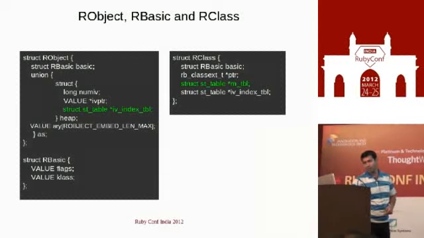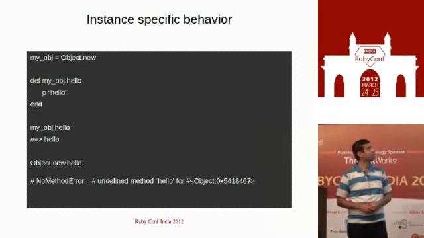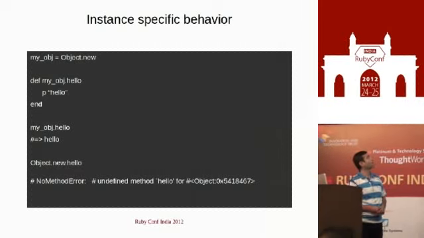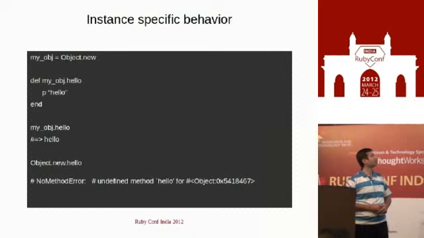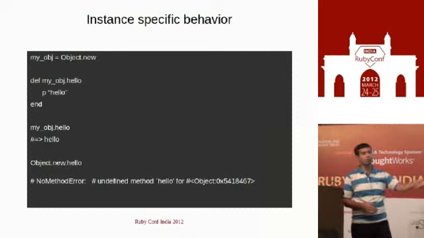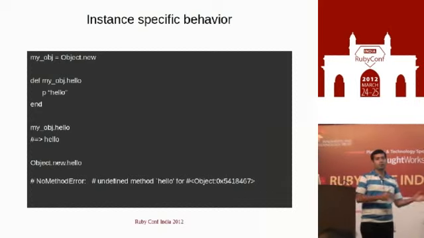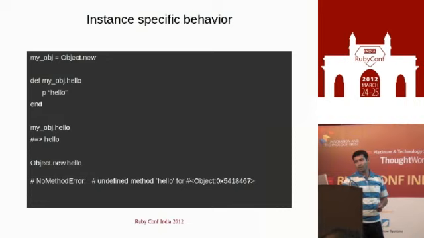Okay, let's take an example. We all know this, the instance specific behavior. Create an object, my_object, and we define a method on that instance, that is my_object.hello. So if I call my_object.hello, it just returns hello, but if you try to call Object.new.hello, then it will return a NoMethodError. So how does it actually map to the internal C implementation?